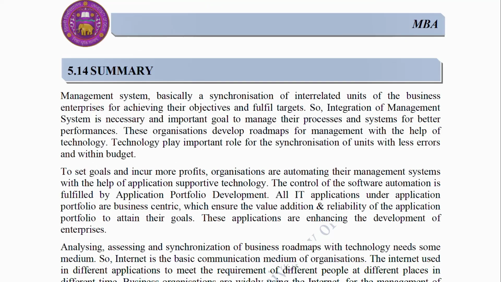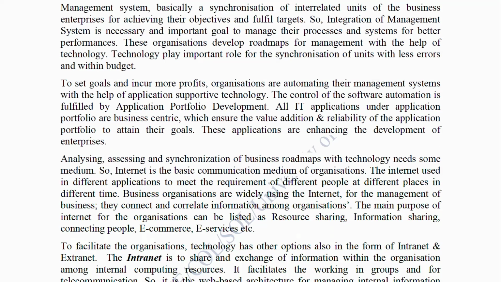5.14. Summary. A management system is basically a synchronization of interrelated units of business enterprises for achieving their objectives and fulfilling targets. So, integration of the management system is a necessary and important goal to manage their processes and systems for better performance. These organizations develop roadmaps for management with the help of technology. Technology plays an important role in the synchronization of units with fewer errors and within budget. To set goals and incur more profits, organizations are automating their management systems with the help of application supportive technology.